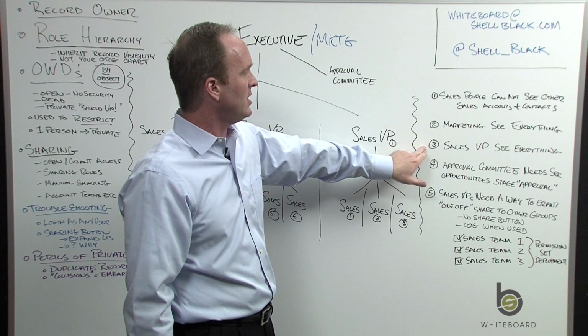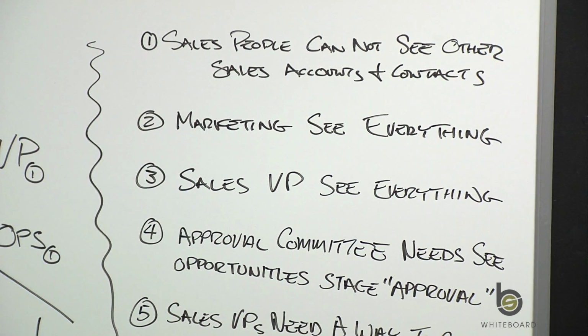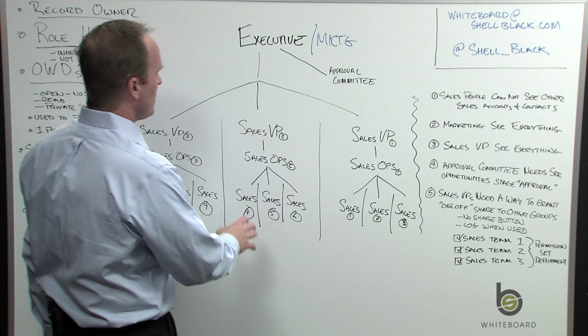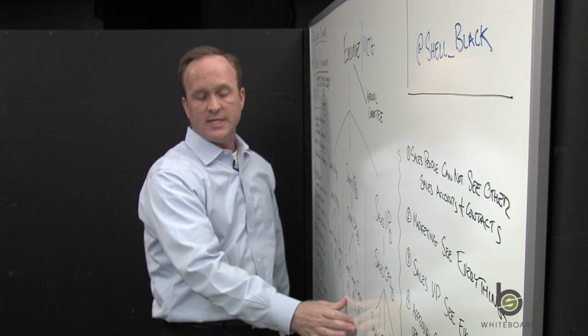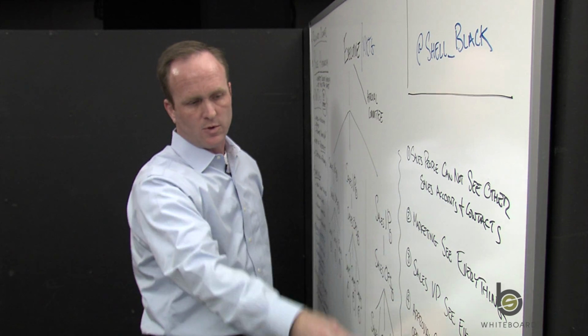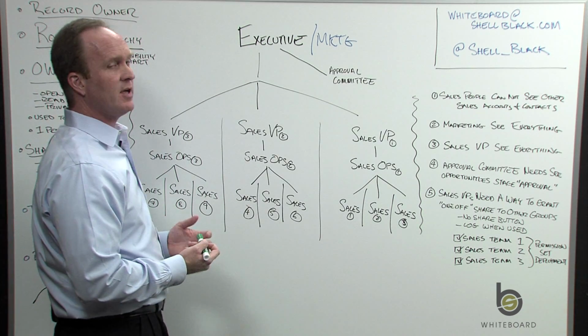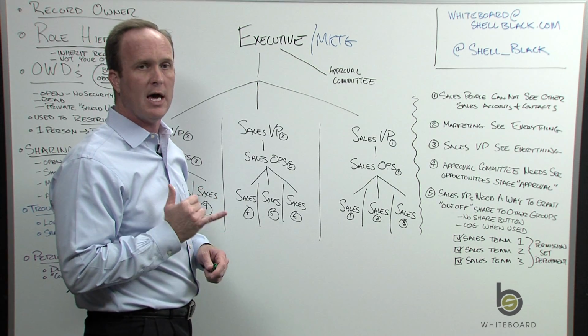Sales VPs need to see accounts and contacts owned by any salesperson. So right now, this sales VP can only see records owned by the team below them across all these units. So if we want to let sales VP see everything, we have to create a couple things. We have to create two groups and a share.